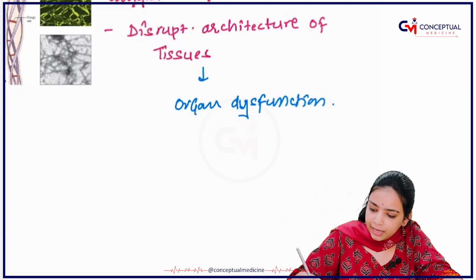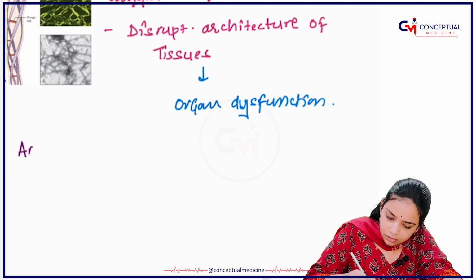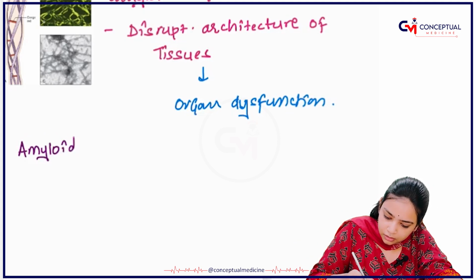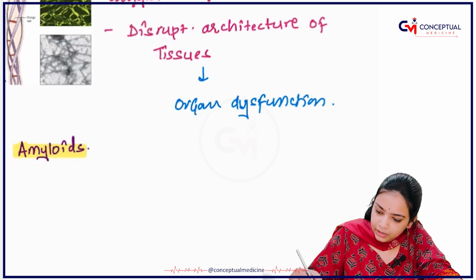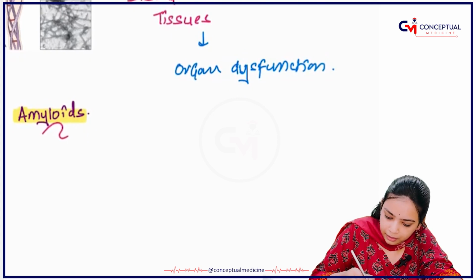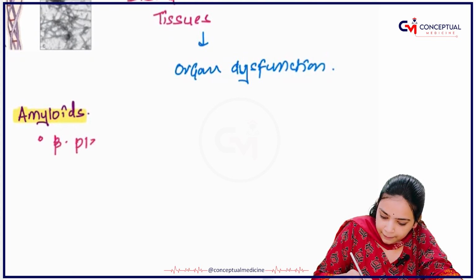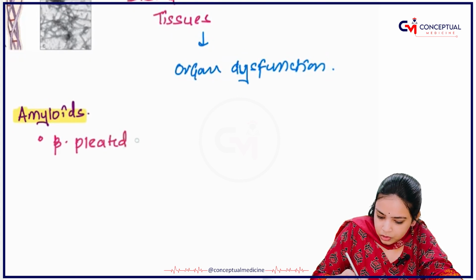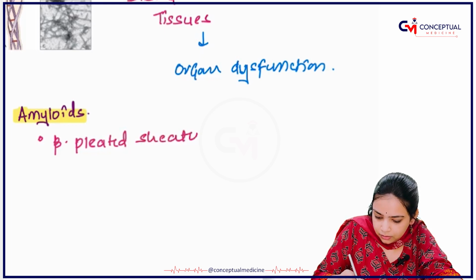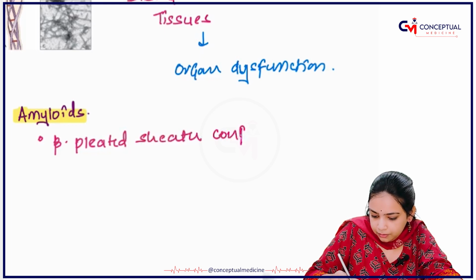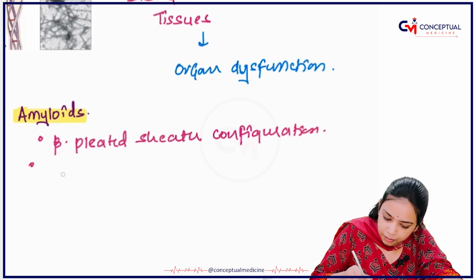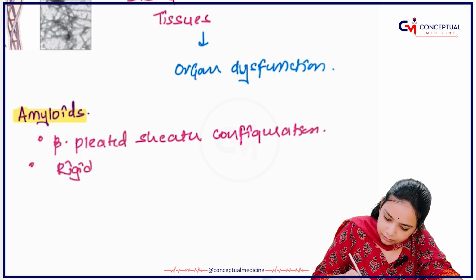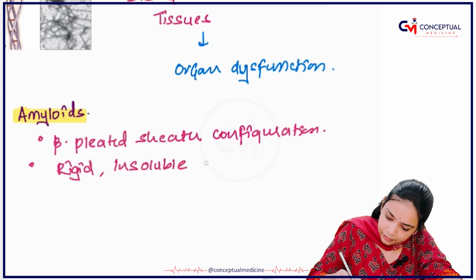What are amyloids? So, amyloids are basically a beta-pleated sheet configuration, and they form rigid and insoluble fibrils.